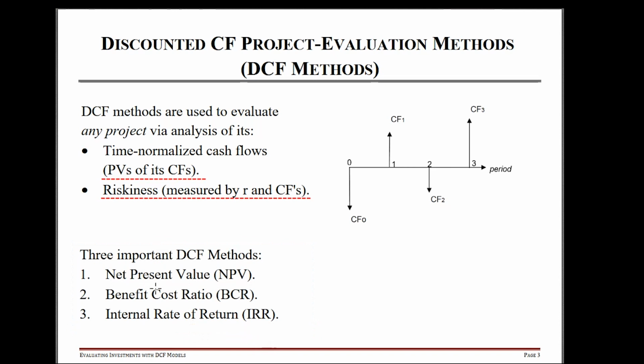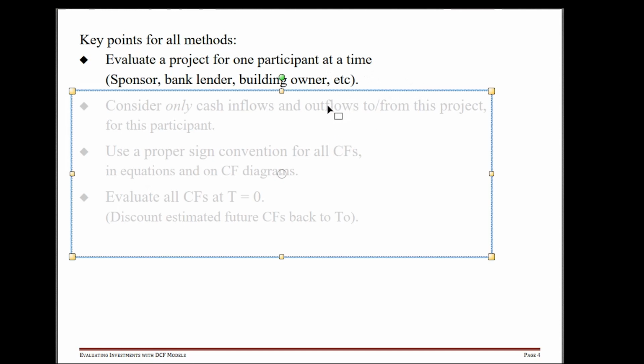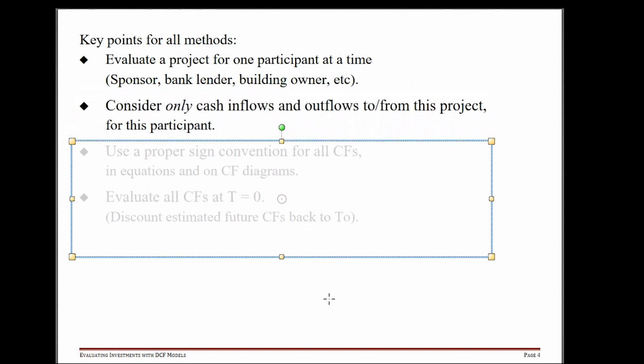So when we talk about DCF methods, we're usually talking about 3 primary methods, and these are the net present value method, the benefit cost ratio, which is also sometimes called the profitability index. I will consistently call it the benefit cost ratio, and the internal rate of return method. For all of these methods, we want to be careful to always evaluate one project at a time for one participant at a time. Don't get 2 projects involved and don't get more than one participant involved in our evaluation.